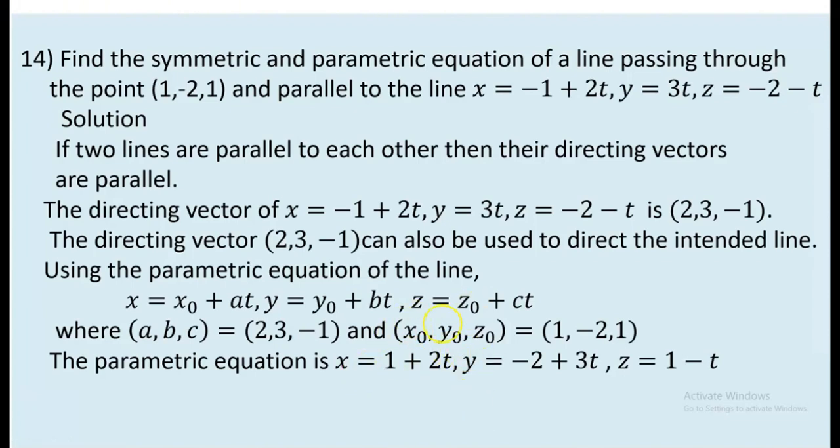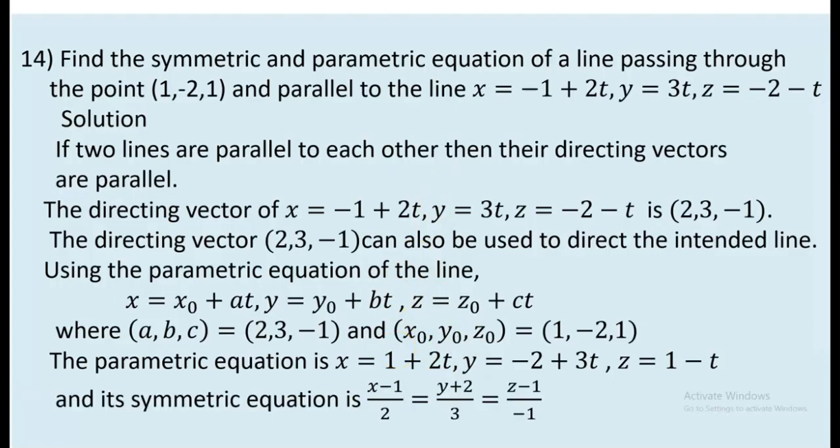Now if you are interested in determining the symmetric form, just solve for t. For the first one, you can move 1 to the left and have x minus 1 over 2. For the second, you can have y plus 2 over 3, moving minus 2 to the left, divided by 3. And for the last one, you can move 1 to the left and divide the whole by minus 1, z minus 1 over minus 1. So the symmetric equation of the line is as you see.